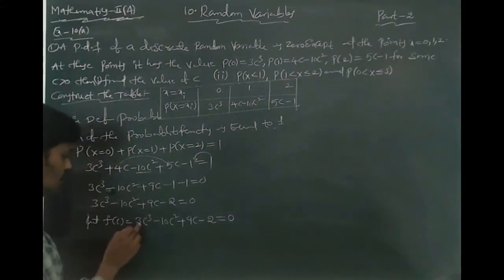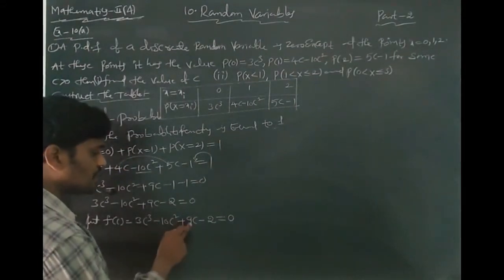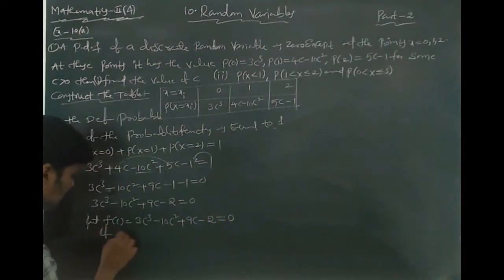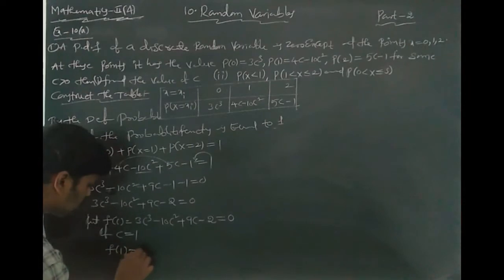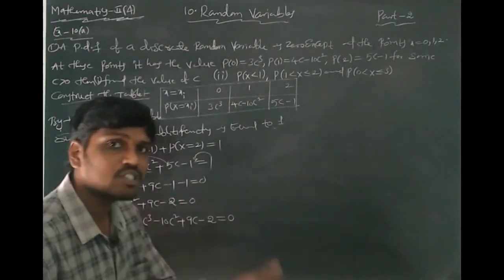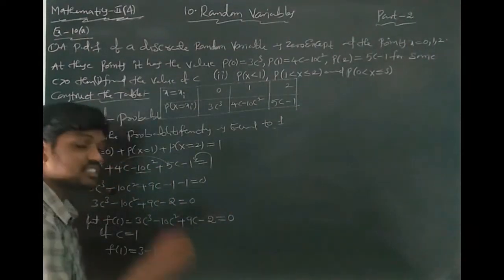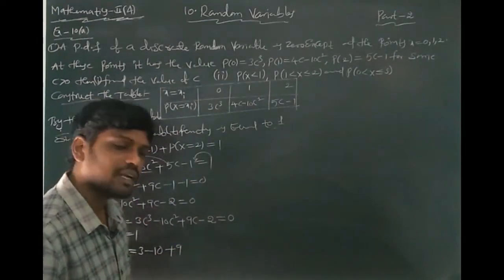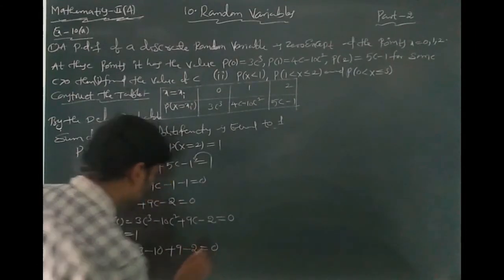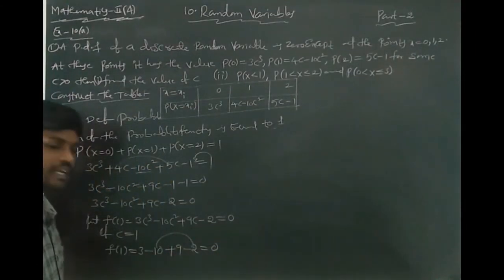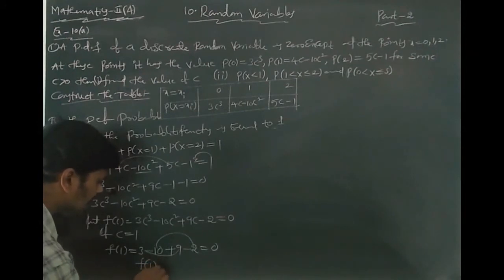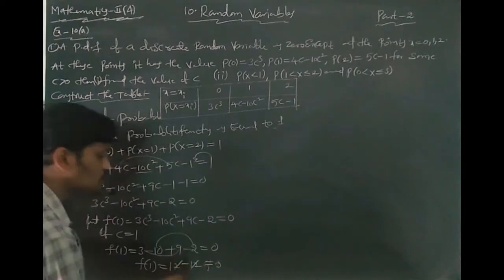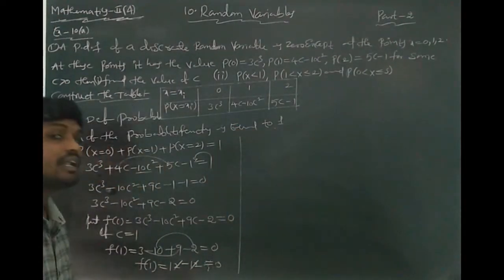Then you can write c equal to 1. If you take c equal to 1, f of 1 equals 3 into 1 cube, 1 cube value is 1, minus 10 into 1 square, 1 square value is 1, plus 9 into 1, which is 9, minus 2. Is this value 0 or not? Check: minus 10 minus 2 is minus 12, 9 plus 3 is 12. You can write 12 minus 12. This value is equal to 0. Understood? Here c equal to 1 is satisfied.